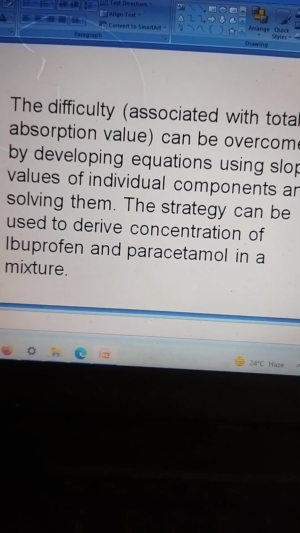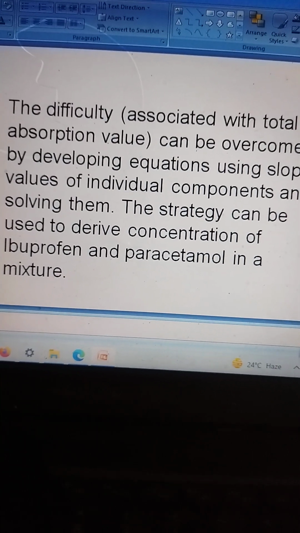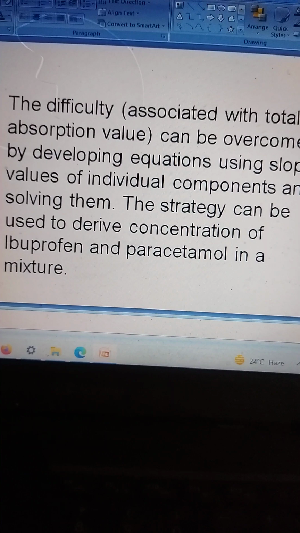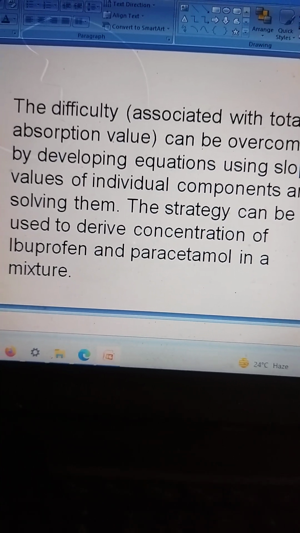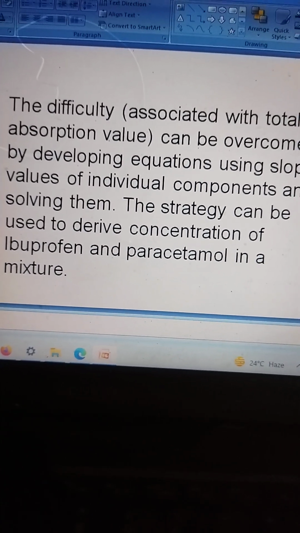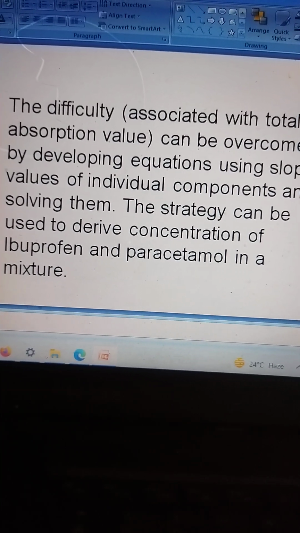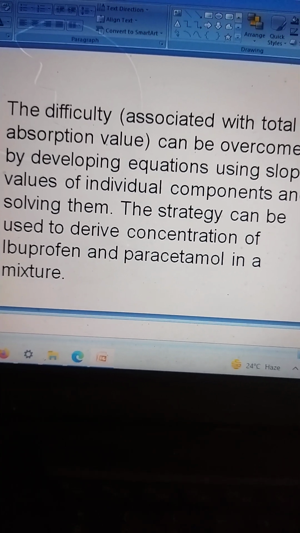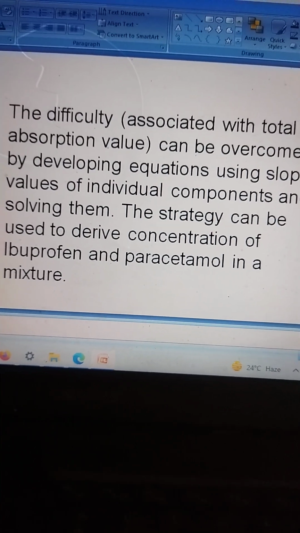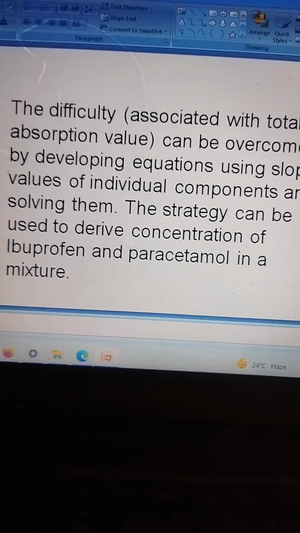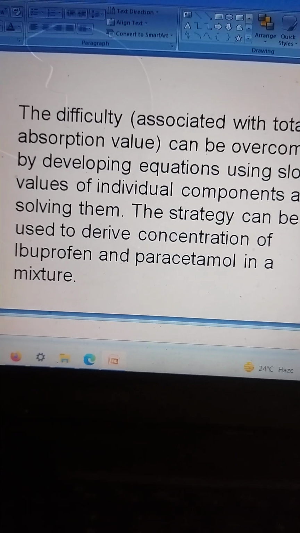And you have to solve these equations for common values of the components, which are symbolized as x1, x2, x3, like that. And these values will give you the concentration of each.